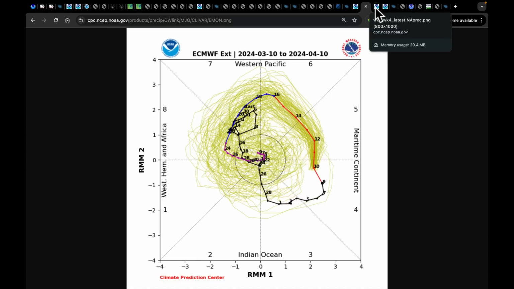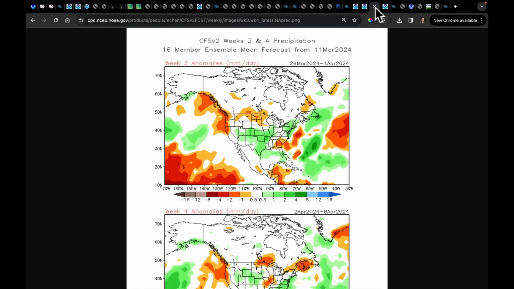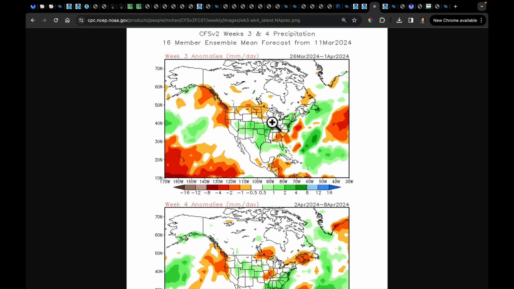Now, to be honest with you, the model that fits my narrative is the CFSV2. You got to be really careful. Let me rephrase that. I need to be really careful in choosing models that just fit my narrative. But I'm going to make a case for this, and I'm more than prepared to be wrong. Here's that third week of March into the fourth week. And what you start to see here is, see how this starts to get a bit more active in here? The colder air, a little bit drier here, but this is the area of activity.